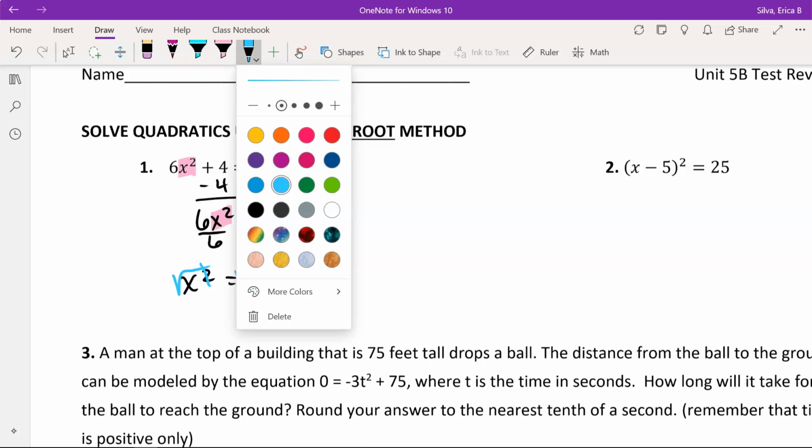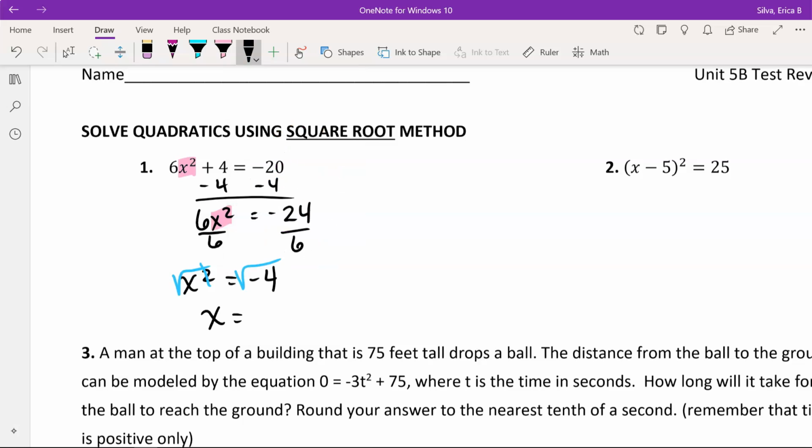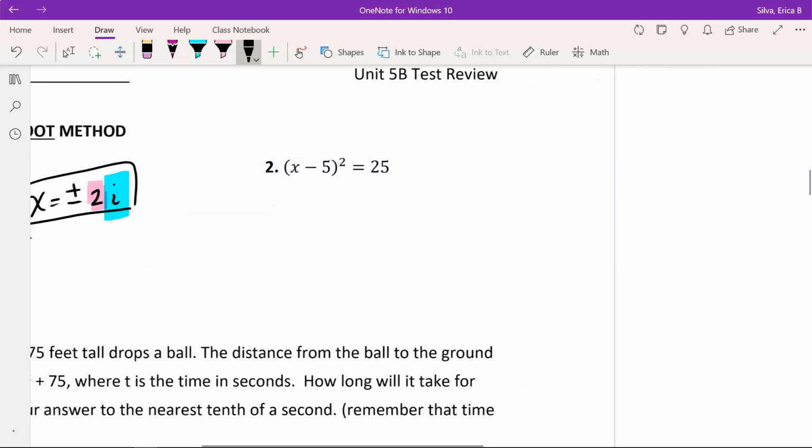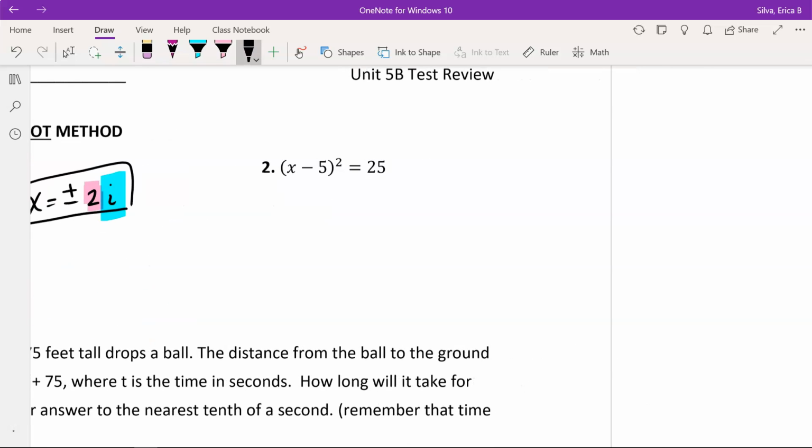This cancels, and we get x is equal to plus or minus, and remember, we want to break up that -4 into a -1 times a +4. I'll move it up here. And we end up with plus or minus the square root of 4, which is 2, and then the square root of -1, which is i. So our answer for this one is plus or minus 2i. Let's move on to the next one.